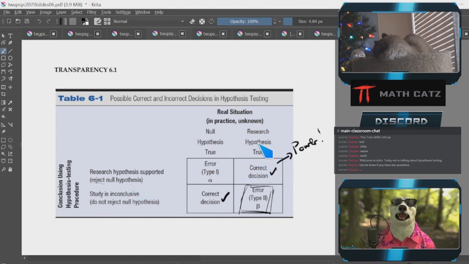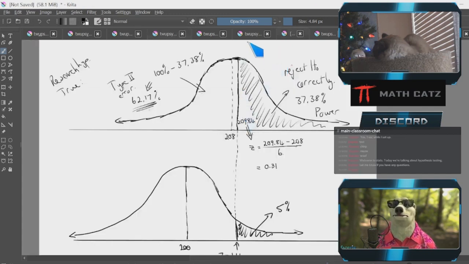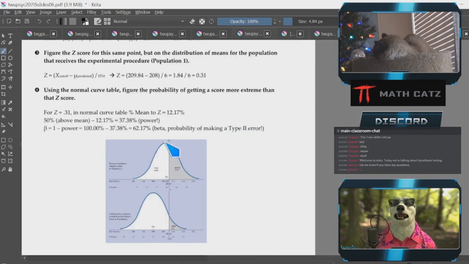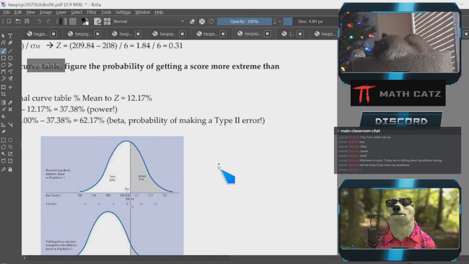Correctly reject the null hypothesis when we should have. And then 100% minus the power will be, oops, wrong slide, will be 62.17, and that will be our type 2 error. So we'll do another example at the end, but I want to get this picture. Maybe this picture over here is a little better than my drawing, but it is exactly the same.